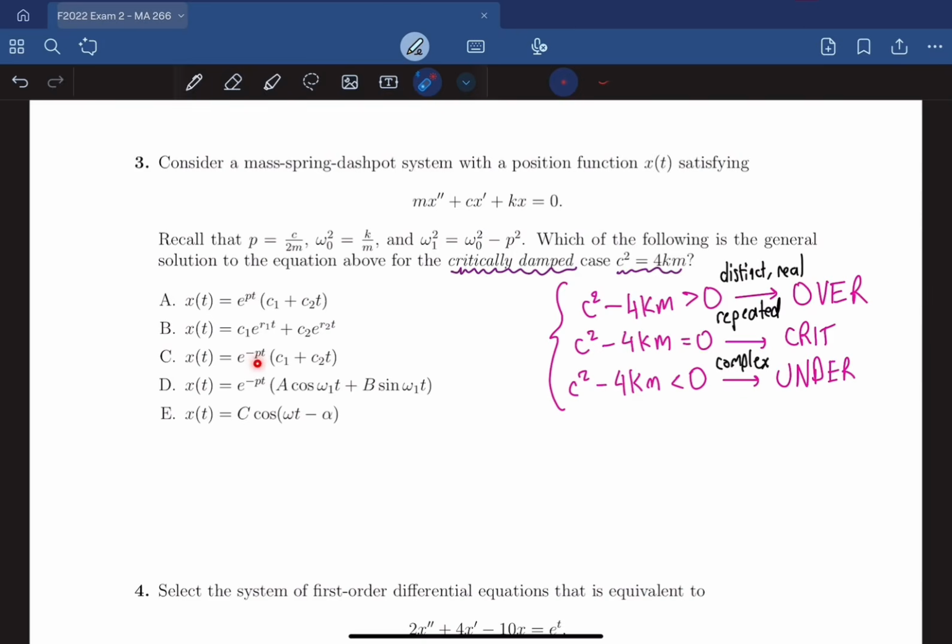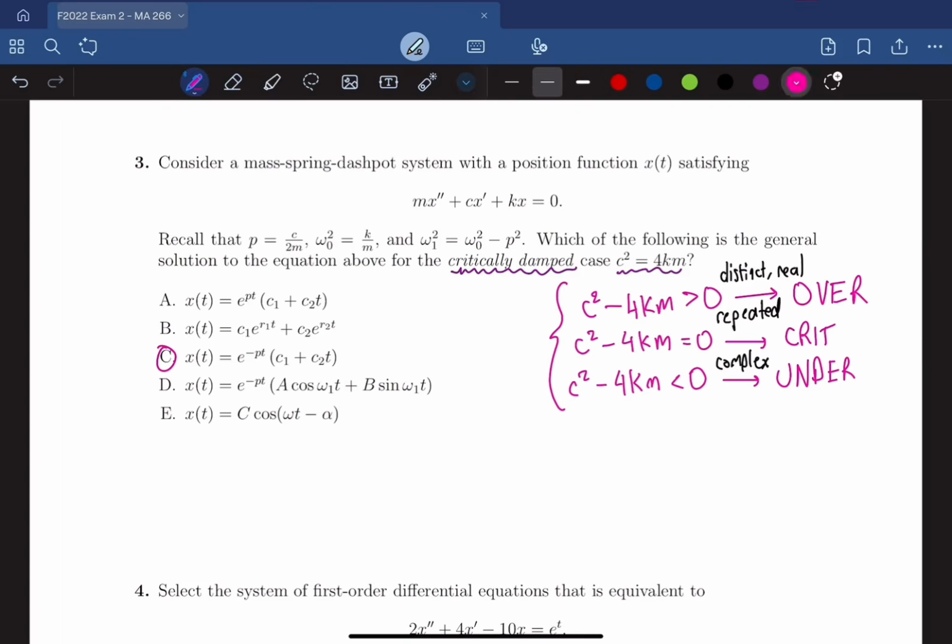It has e to the negative pt, p being the repeated real solution. And then you have the quantity c1 plus c2t, and the c2t is there because it's repeated. So we kind of already know that C is the answer, and it is. But I can also show you a way to solve this problem without having to memorize all of this. But I do still recommend understanding this relationship.